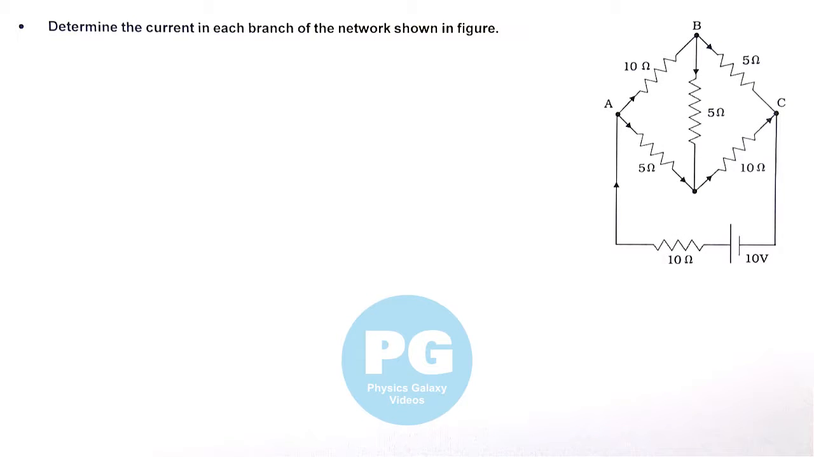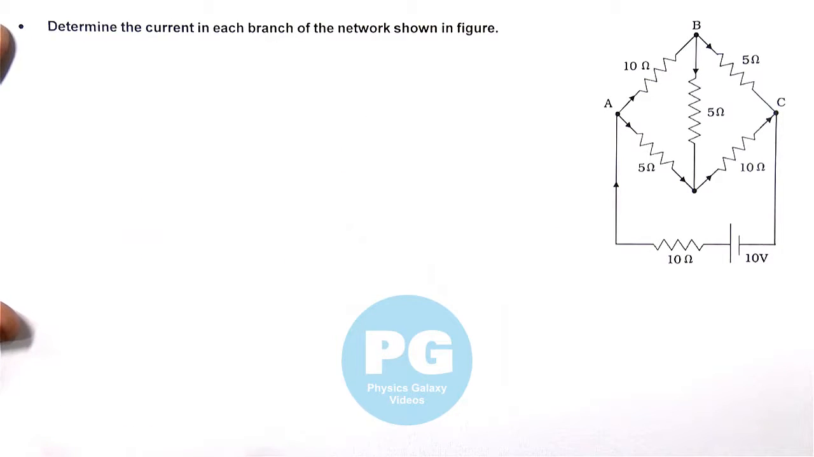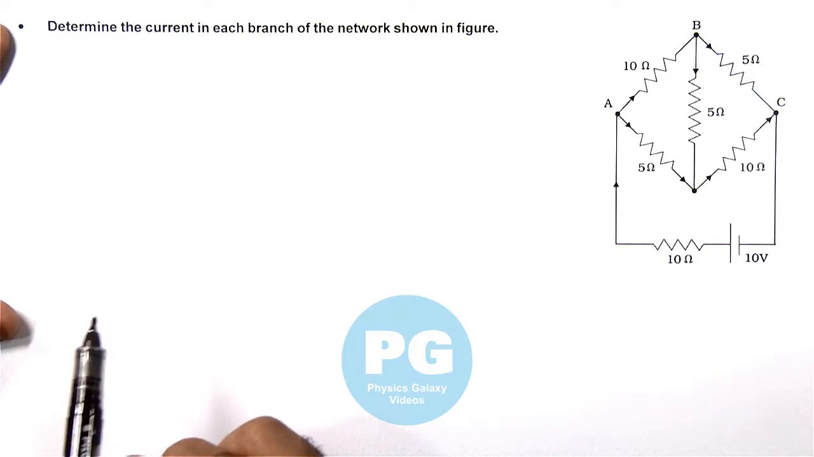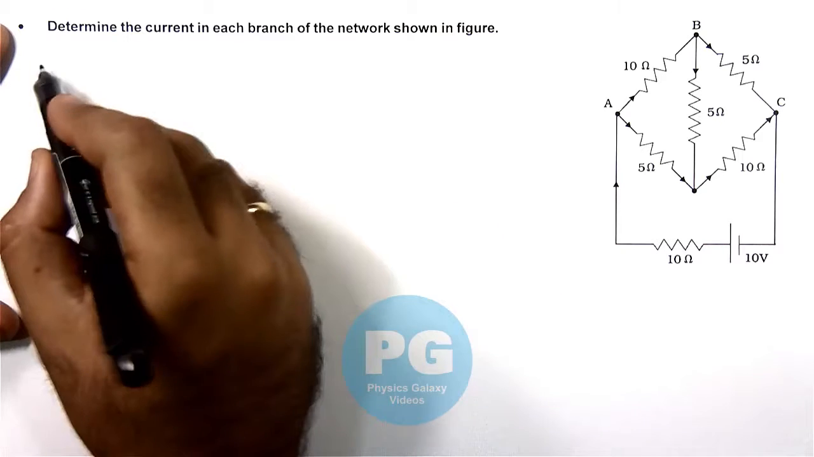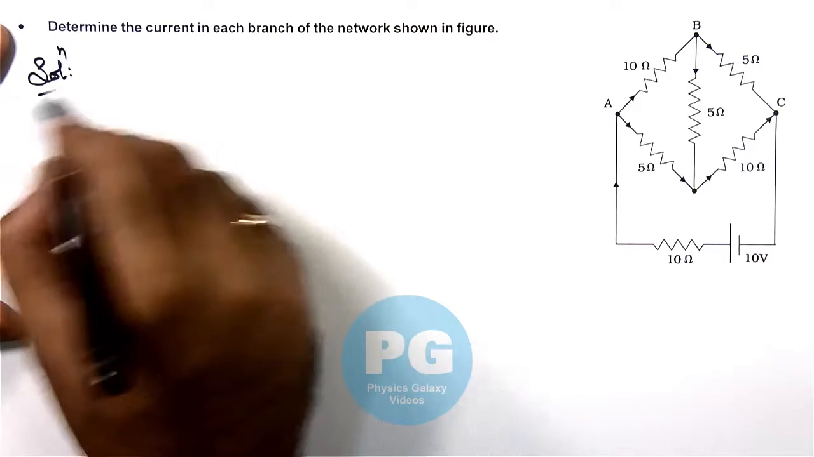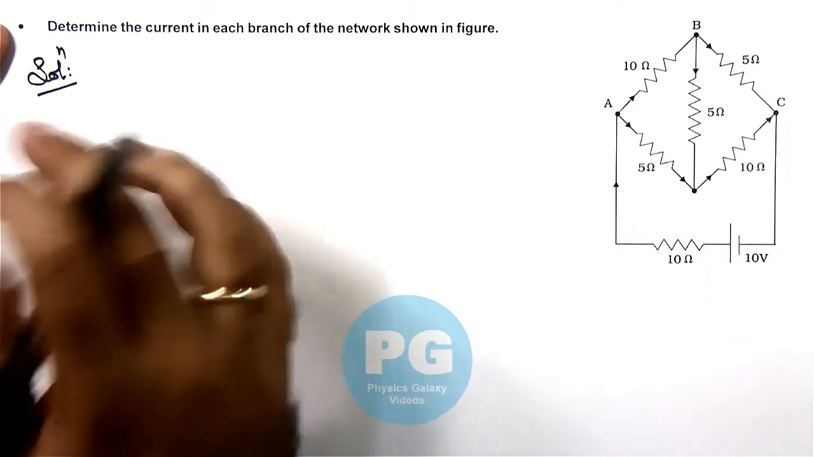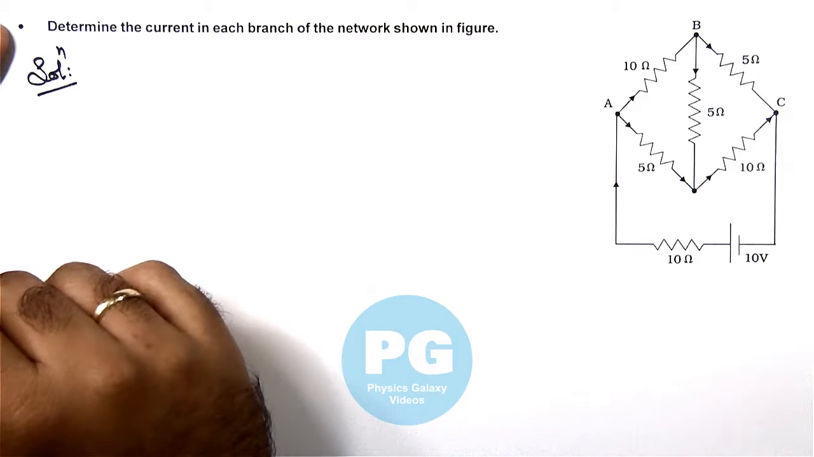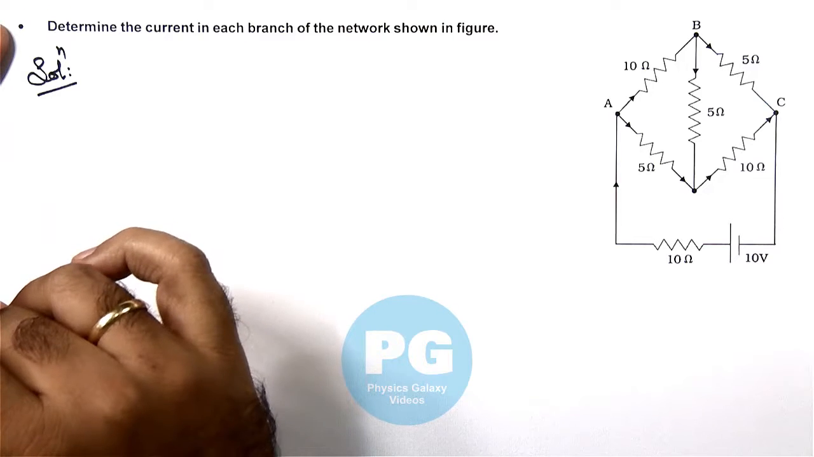In this exercise, we are required to determine the current in each branch of the network shown here. We can solve this problem by using either Kirchhoff's voltage law or Kirchhoff's current law. Here, Kirchhoff's voltage law is a method which is given everywhere, so I'll solve it by using Kirchhoff's current law. I'll leave Kirchhoff's voltage law method for you to solve, and that will also be relatively lengthier.